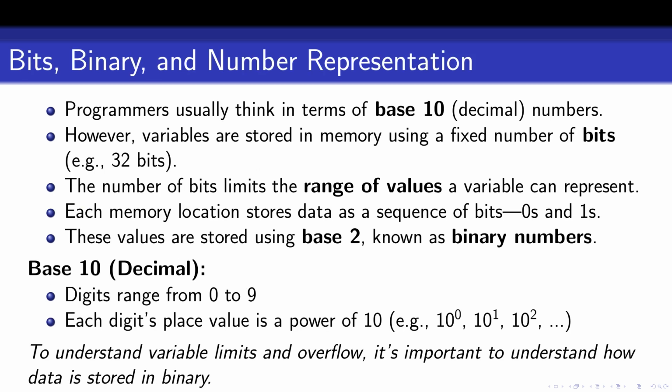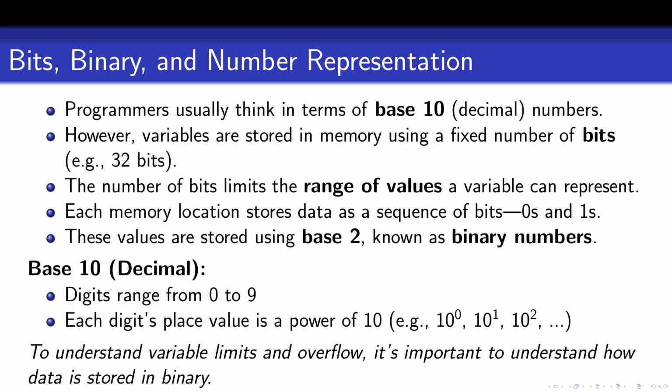While we usually think in terms of base 10, a computer stores and manipulates data using base 2, or binary. That's because each bit in memory is either 0 or 1. When you declare a variable like int x = 212, the compiler actually stores that number in binary. For example, the decimal number 212 becomes 110101000 in binary, meaning 1 times 128 plus 1 times 64 plus 0 times 32, and so on. This binary representation is how the processor reads and processes numbers.